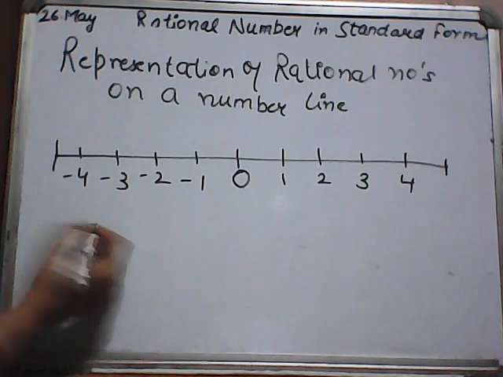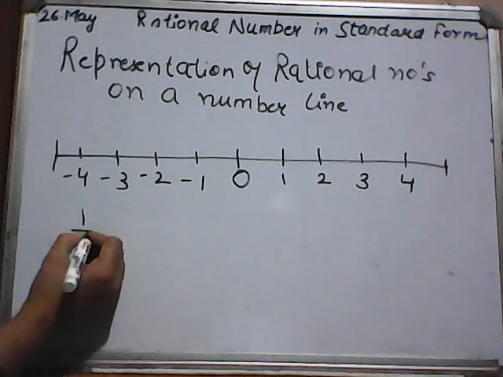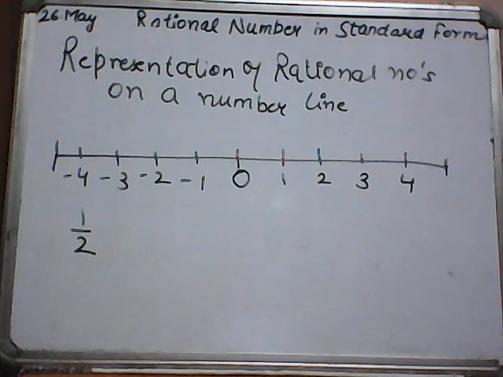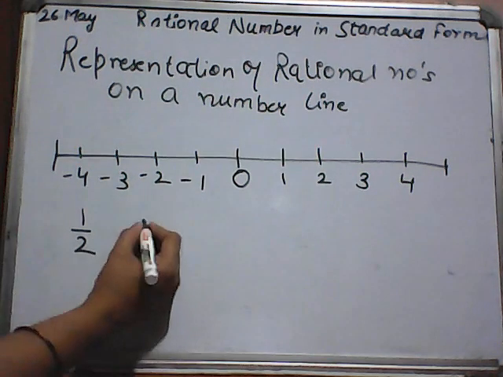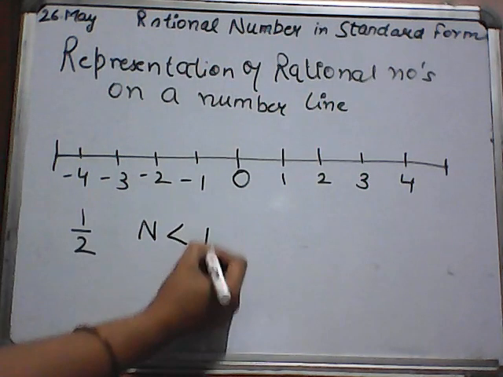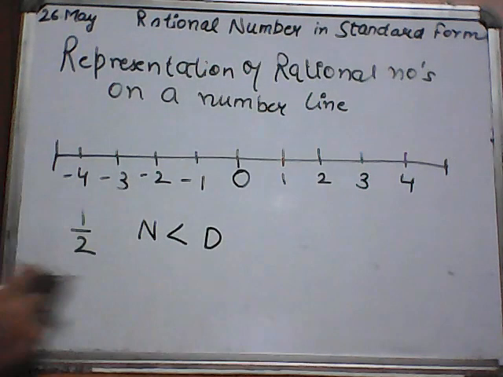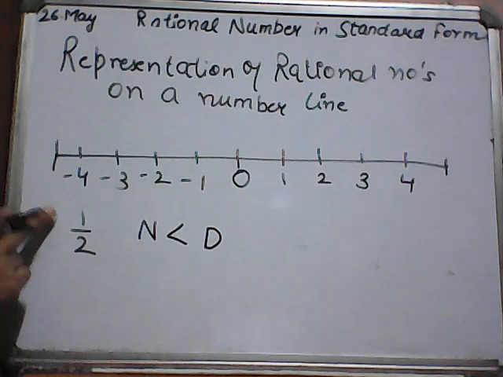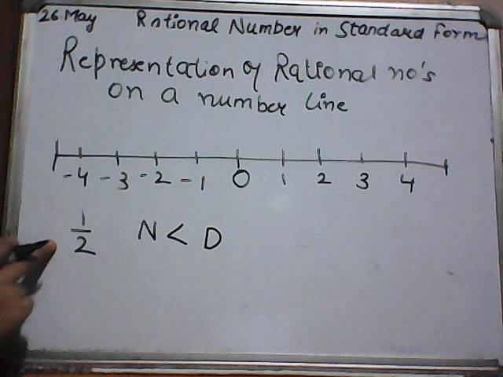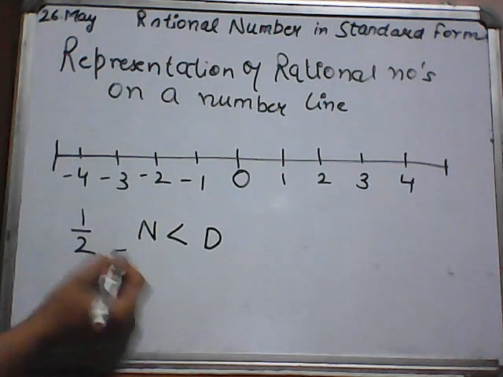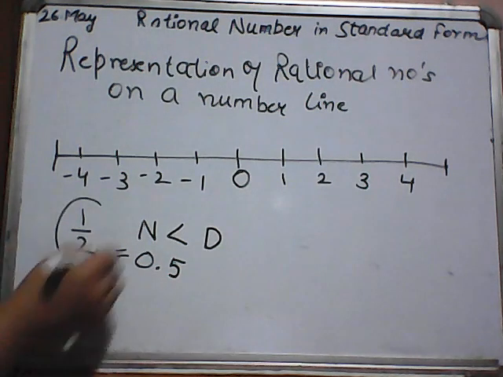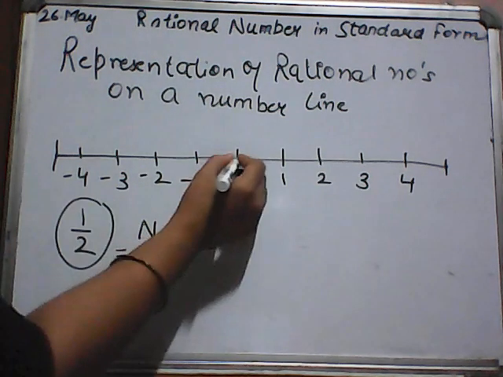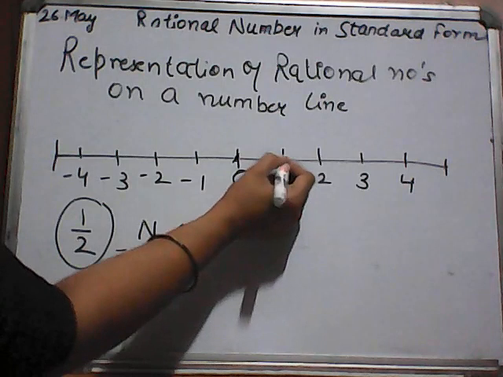Suppose you have to represent 1 by 2 on a number line. Here the numerator is 1 and the denominator is 2. The numerator is less than the denominator, so it is a proper fraction. It is less than 1: 1 divided by 2 is 0.5. You can say this rational number lies between 0 and 1.